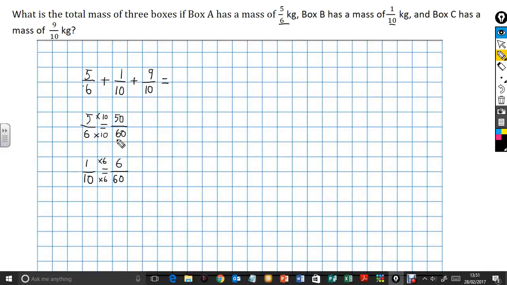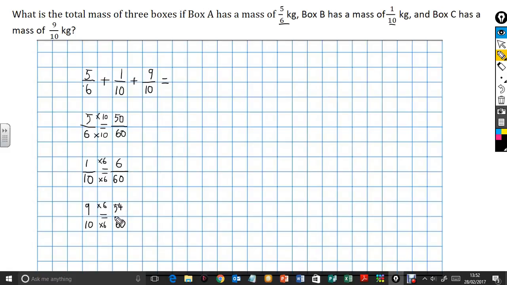And what's the third one? 9/10. Okay, what is that in 60ths? All right, so 10 times 6 equals 60. So 9 times 6. We have to multiply the top by the same as the bottom. So 9 times 6 equals 54.